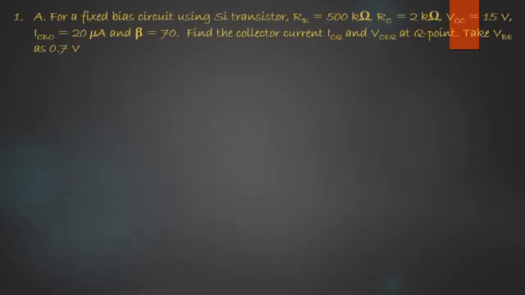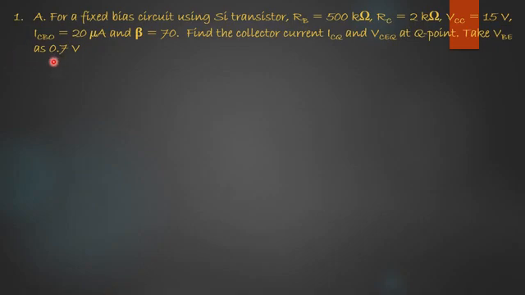Part A of the first problem states that for a fixed bias circuit that uses a silicon transistor, the base resistance RB is 500 kilo ohms, RC, the collector resistance, is 2 kilo ohm, the supply voltage VCC is 15 volts, ICBO, the collector leakage current, is 20 microamperes, and beta is 70. We have to find out the value of IC and VCE at the Q point. We can assume the value of VBE to be equal to 0.7 volts.